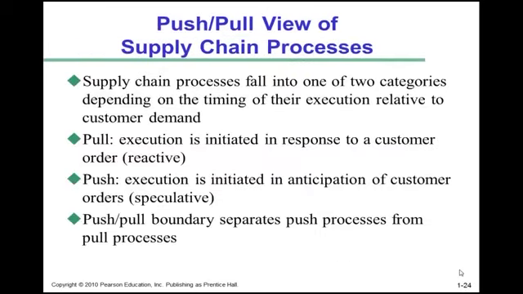Supply chain processes fall into one of two categories, depending on the timing of their execution relative to customer demand. A push is speculative and based on a forecast. The boundary is where it's separated into each process.